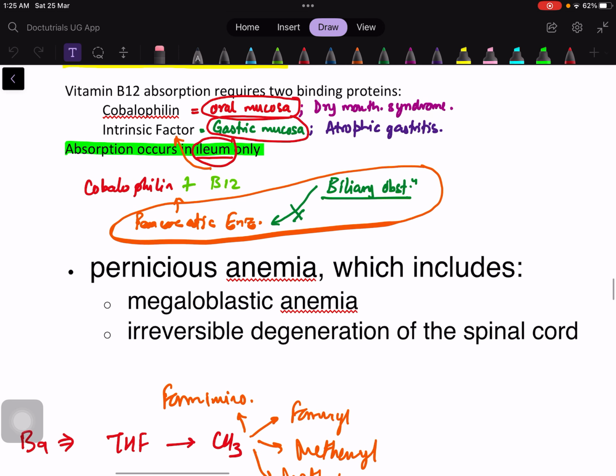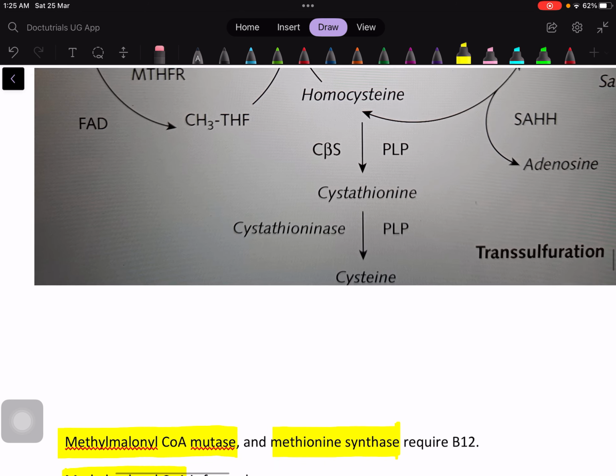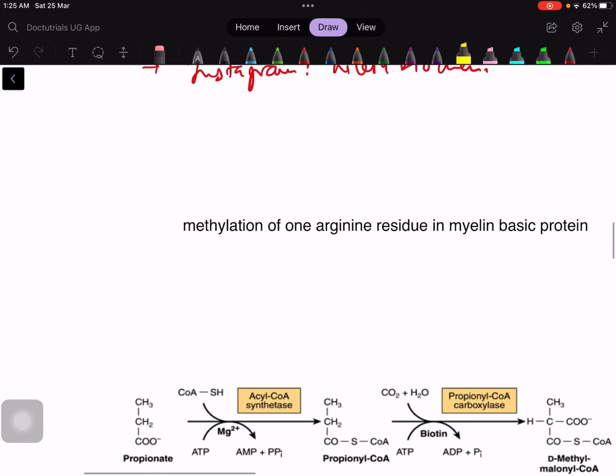I already told you that we have what is known as pernicious anemia. Pernicious anemia will include two things. One is the megaloblastic anemia, and second is the irreversible degeneration of the spinal cord, commonly known as SCD, subacute combined degeneration of the cord. Now let's look at a little bit of chemistry.